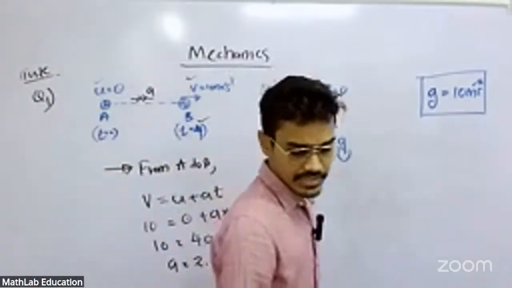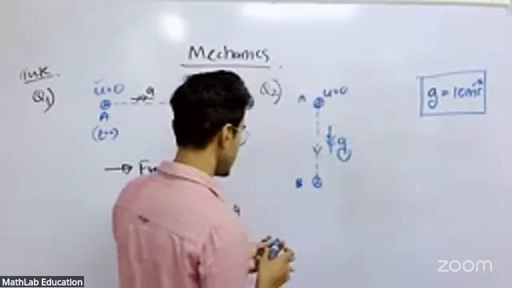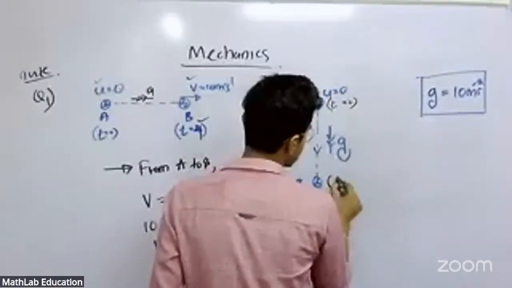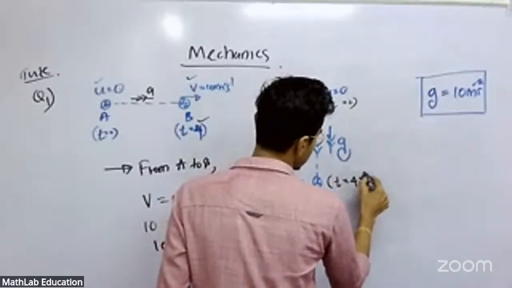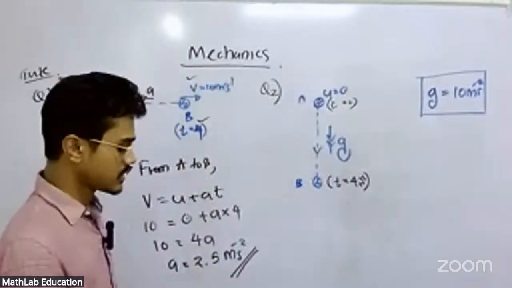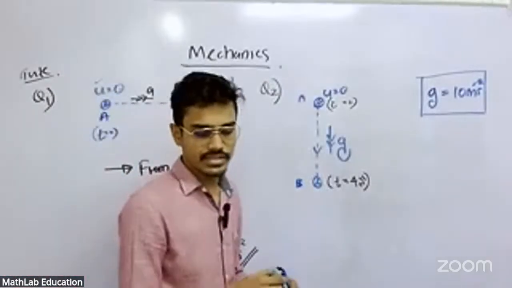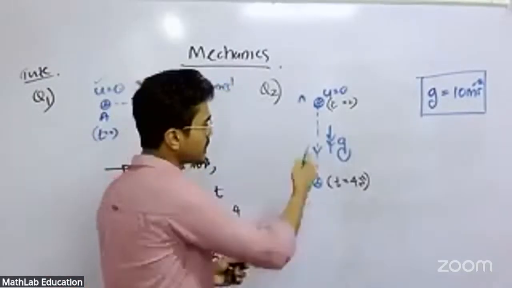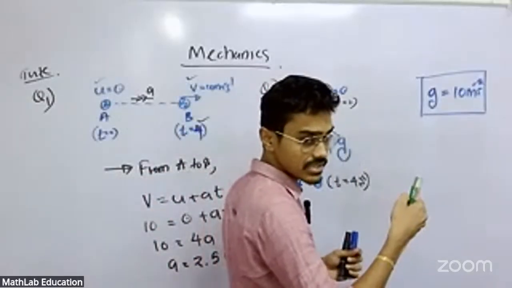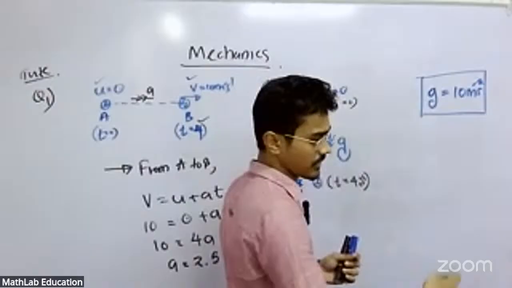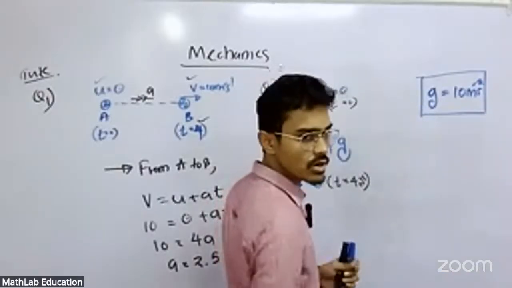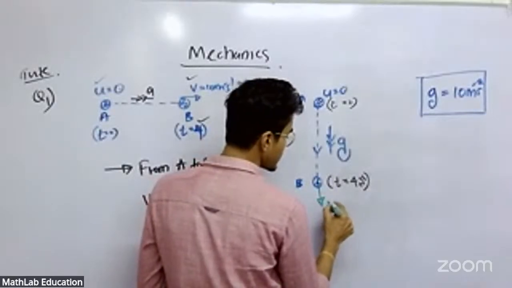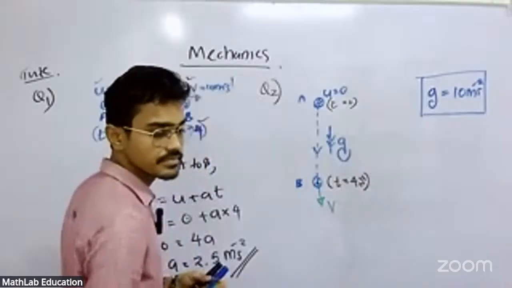What is asked is to determine the velocity after 4 seconds. Time is given, so this is t equals 0 and this is t equals 4 seconds. There are two parts. Velocity of the ball after 4 seconds: if it is moving downward, the direction of velocity is downward. Therefore velocity at this point has to be downwards. Let's say V.